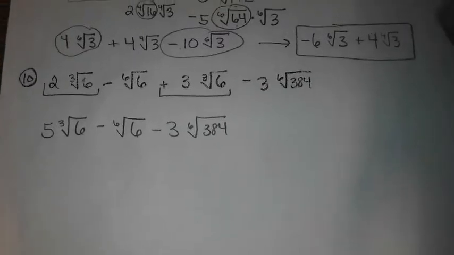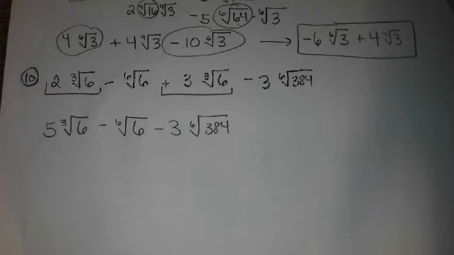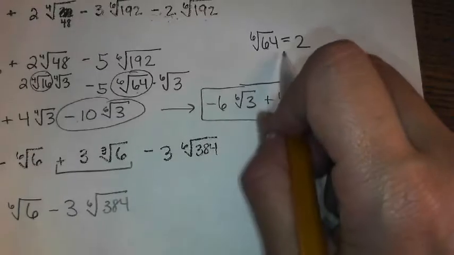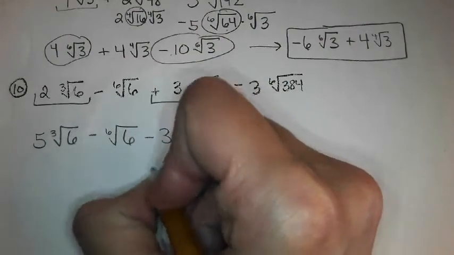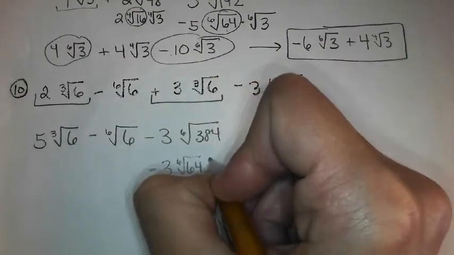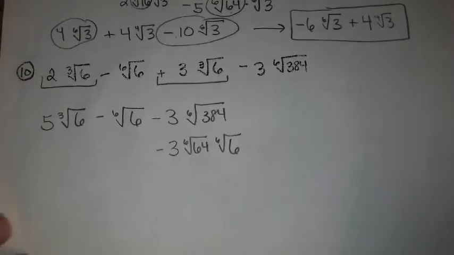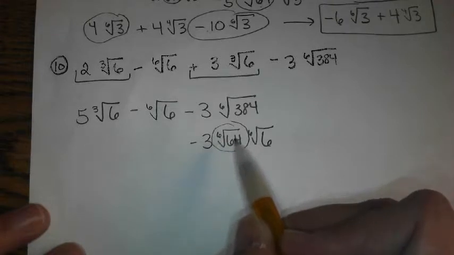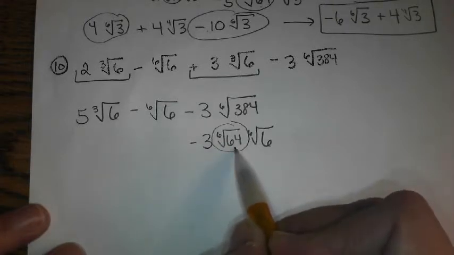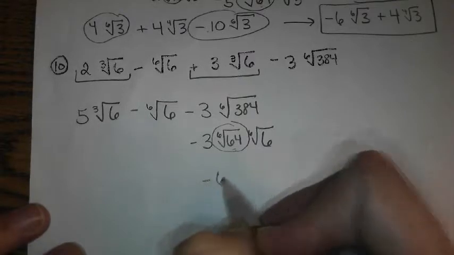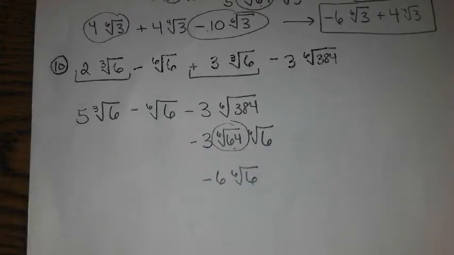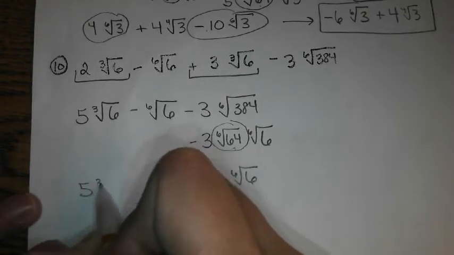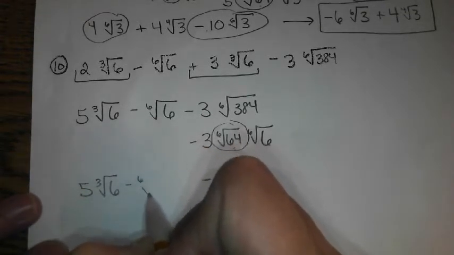And then simplify. Can we simplify any of those? Which one? The 6th root of 384. Hopefully 64 goes into it. How many times? So I'm going to break that up into 64 times 6. So the last term, the 6th root of 64 is 2, times the negative 3 is negative 6 times the 6th root of 6. We have 5 times the cubed root of 6 minus the 6th root of 6.